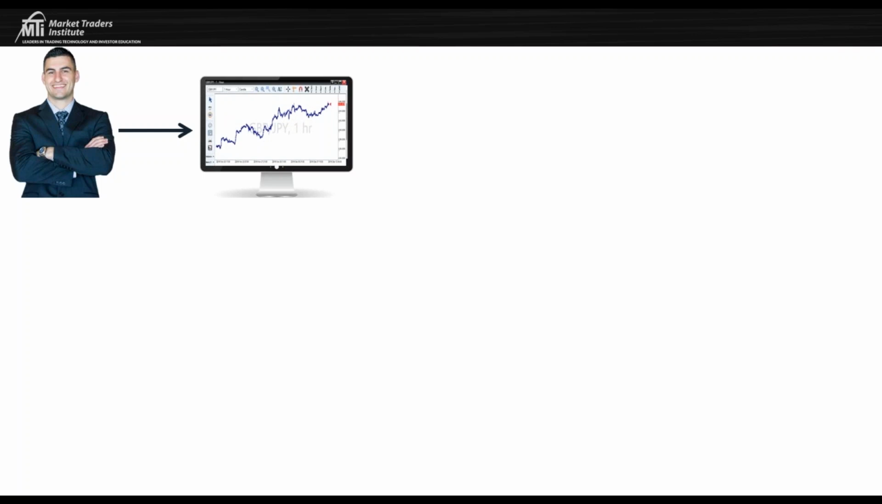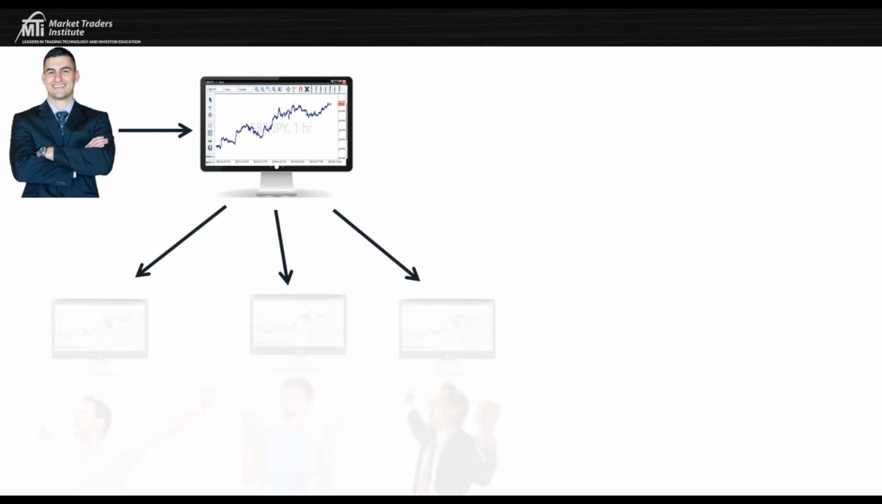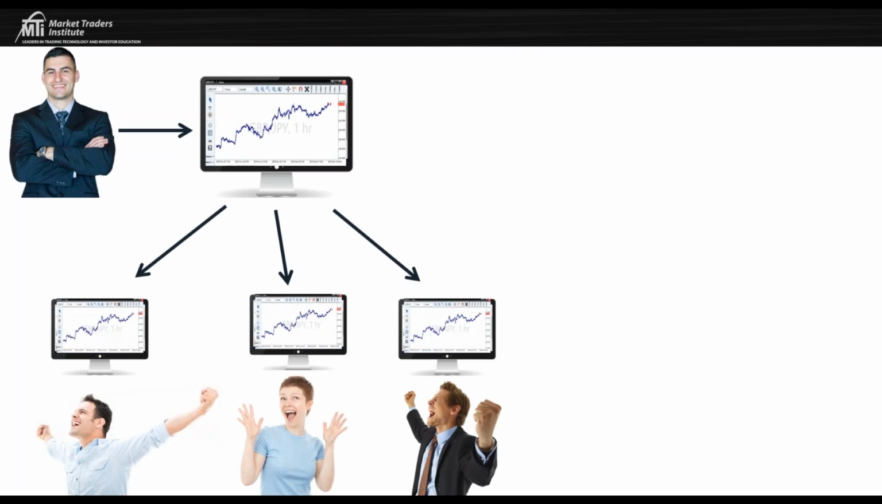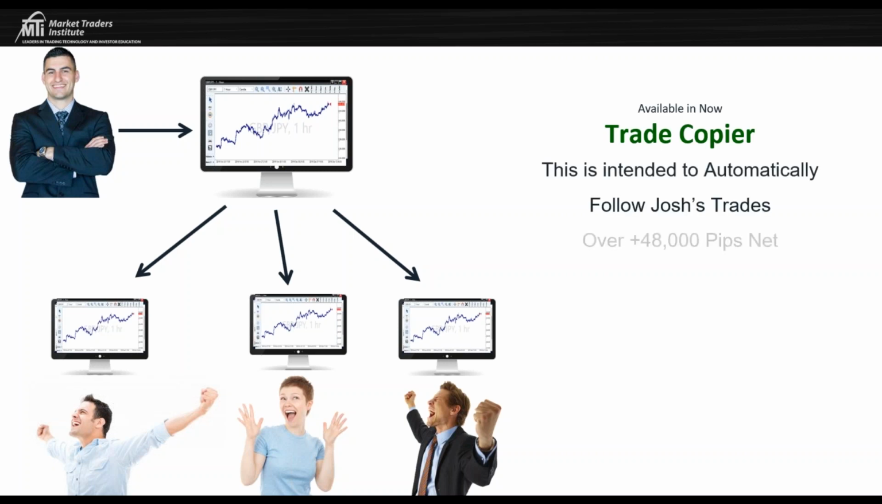Now, many individuals just like to use this by itself. Why? Well, my name is Joshua Martinez, and I'm a really, really great trader. I have a trade copier which allows investors to automatically duplicate my trades. What that means is it's intended to automatically follow what I'm doing. This means if I make 2,000 pips in a month, you will make 2,000 pips automatically.